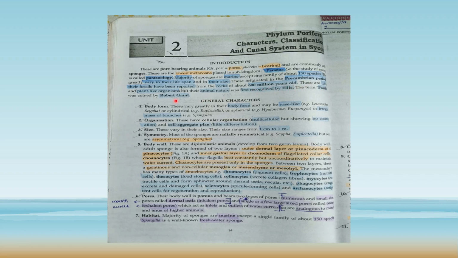These are plant-like organisms, but their animal nature was first discovered by Ellis. So the name of the discoverer is Ellis. And the term Porifera was coined by Robert Grant. So remember this, it can be asked during the exam. Now let's move to the general characters.